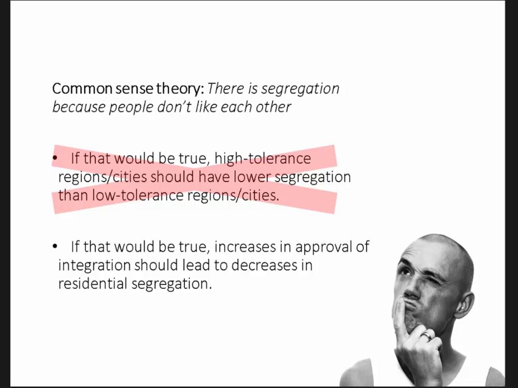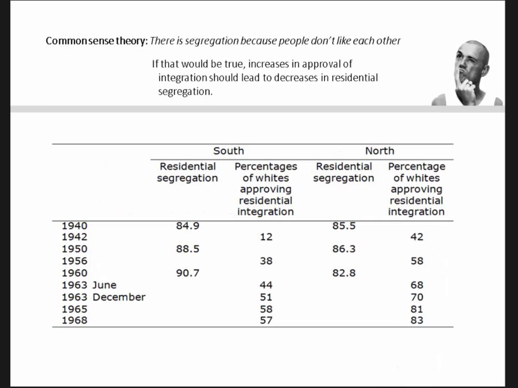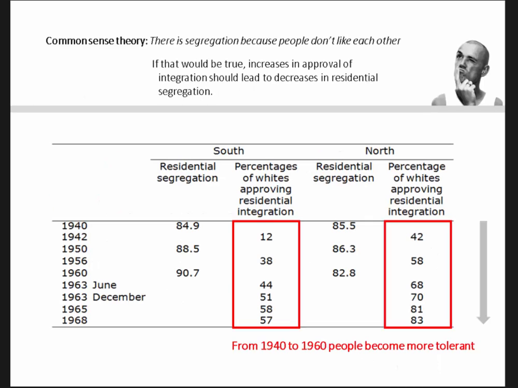Remember, we said, if it is really about people disliking others, an increase in approval rating over time should also lead to a decrease in residential segregation over time. Let's look at these numbers now, and how they evolve over time. What you see is that in both the North and the South, approval of residential integration increases. People are becoming more tolerant, luckily. They're kind of leaving the past behind. Well, in the 1960s there were still a lot of intolerant people, but the numbers increase. When you compare the 1940s to the 1960s, people become more tolerant.